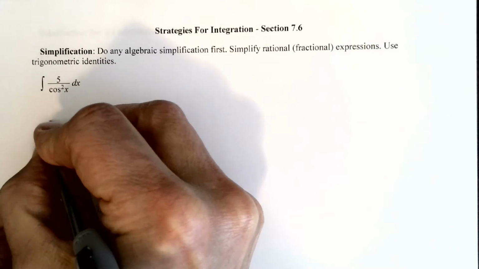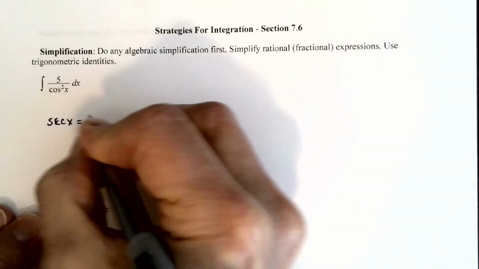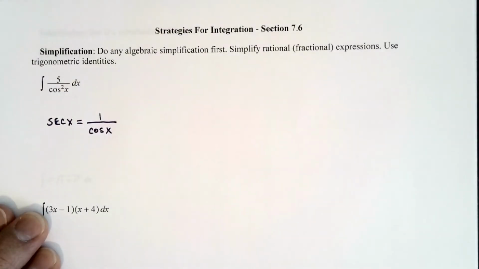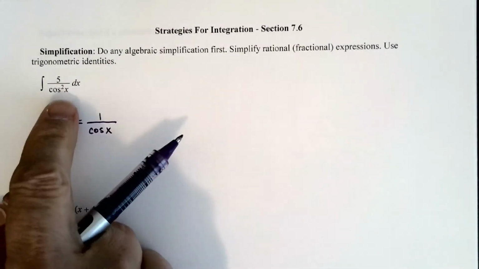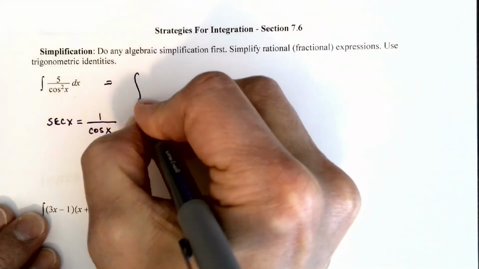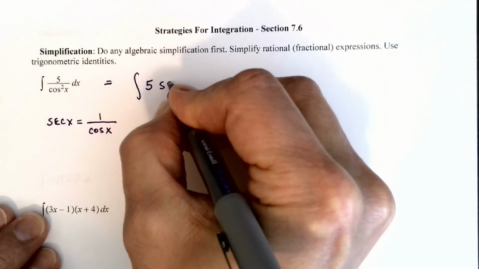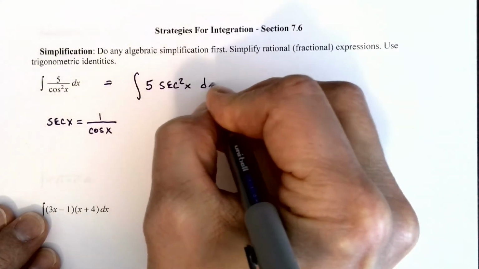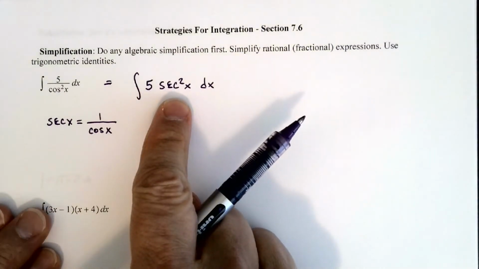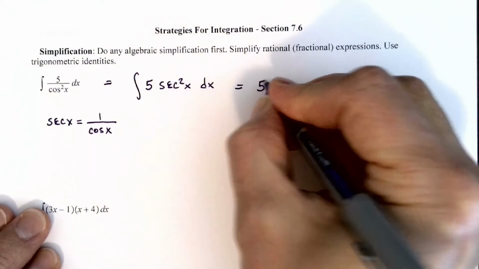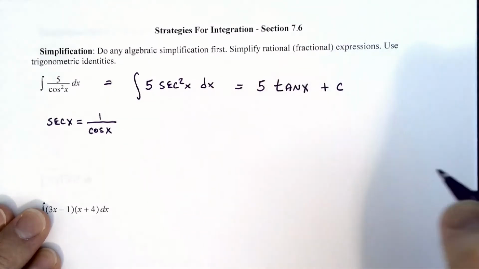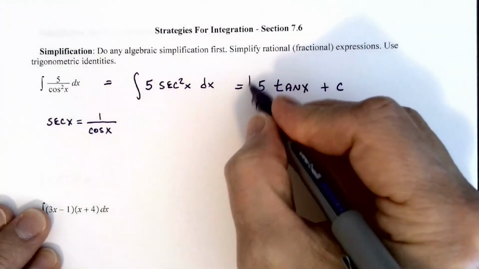namely that secant x is equal to 1 divided by cosine of x. Reciprocal identity. And so 1 divided by cosine squared of x is secant squared of x. So this just becomes the integral of 5 secant squared x. And then we realize, I know the antiderivative of secant squared x is tangent x, because the derivative of tangent x is secant squared x. And so there's your answer.